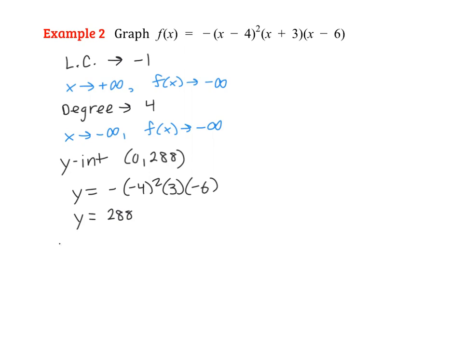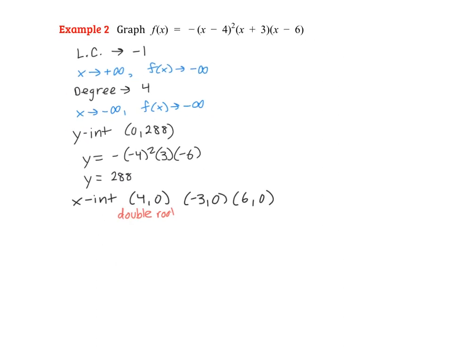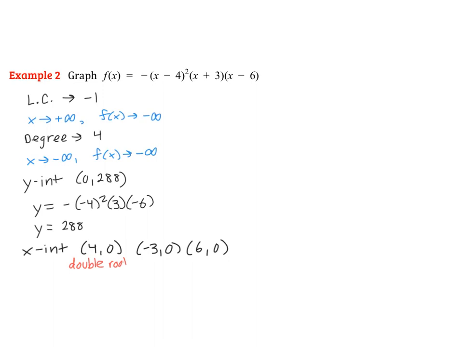Okay, now we need to find the x-intercepts. So I can see that I have an x-intercept at 4, 0. And this one I'm going to make a special note that this is we call it a double root because of the squared. So it's like I have this twice. And remember, that creates a special feature when we graph. And then I have one at -3, 0 and one at 6, 0. So now I have all the information I need to sketch a graph.